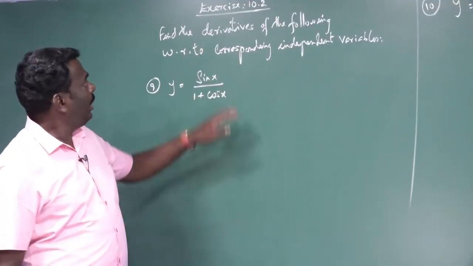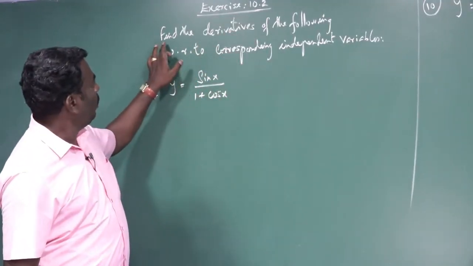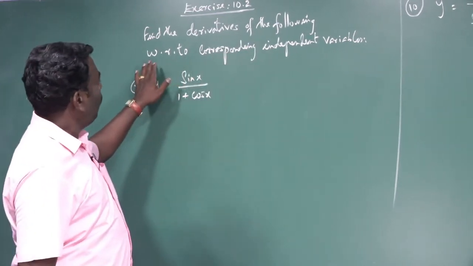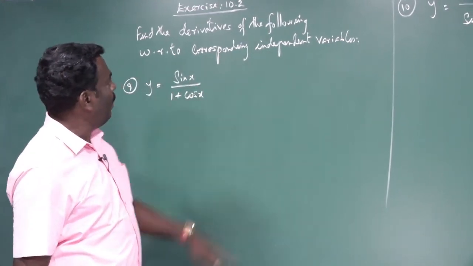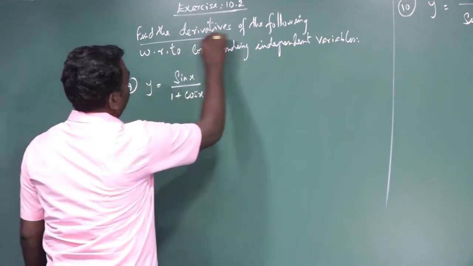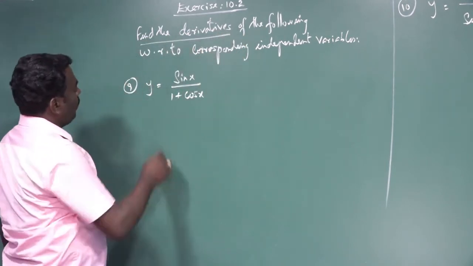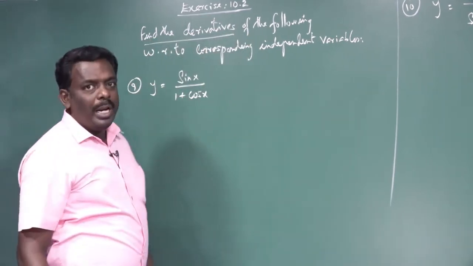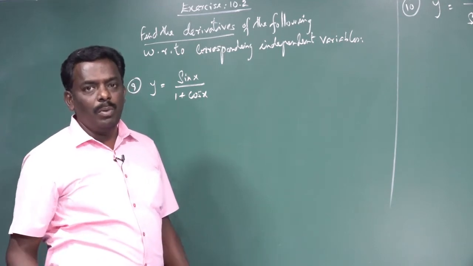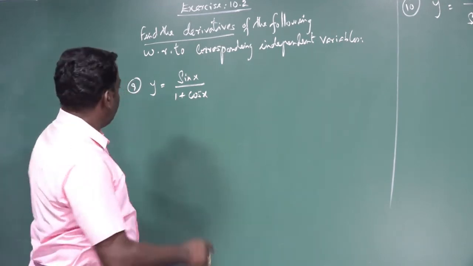Come to the next exercise, problem 10.2. Find the derivatives of the following with respect to the corresponding independent variable. Find the derivative for the given function. Questions 1 to 8 resemble the example model, so try them as homework. Now come to question number 9.